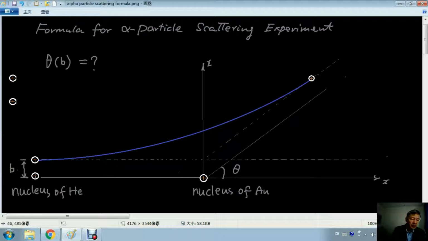Obviously, if b changes, the angle will change. If b is very large, you can imagine that the scattering angle will be very small. On the other hand, if b is very small, the scattering angle will increase. In the extreme case, if b equals 0, we will end up with what we call a head-on collision.